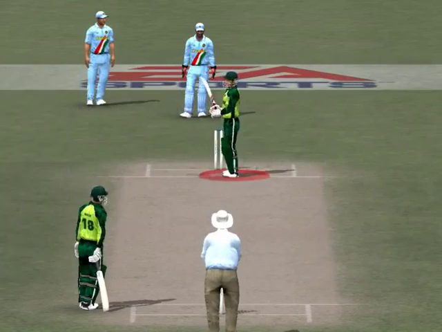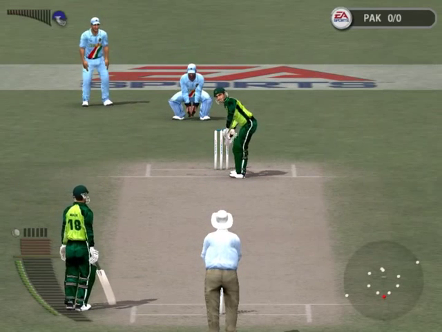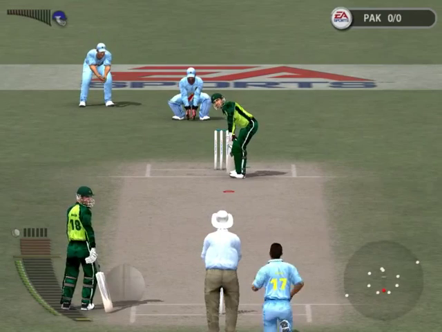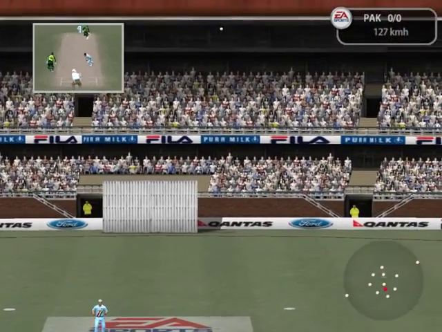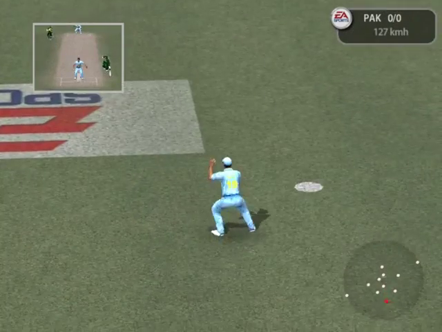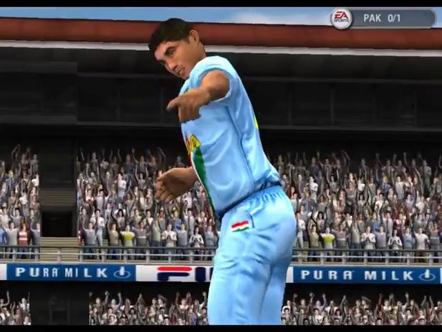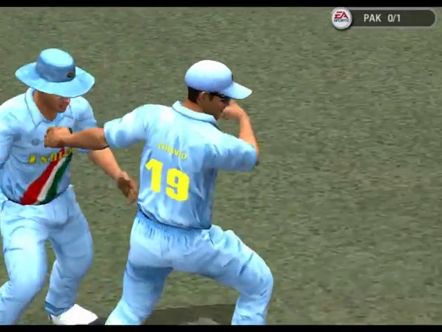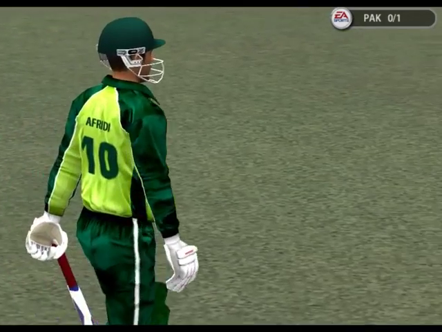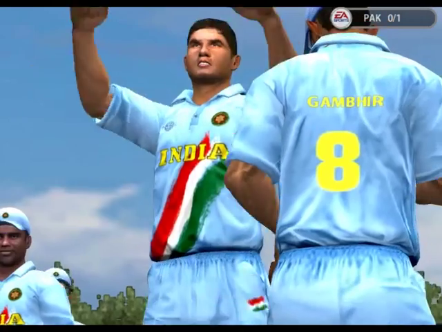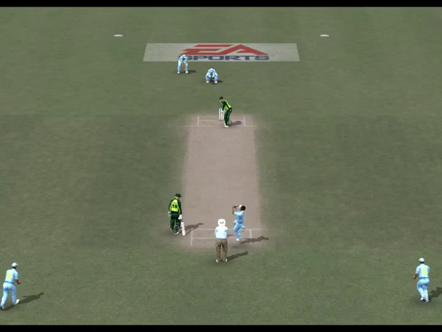Shahid Afridi facing. There it goes. That was really well judged. It went a long way up. An early wicket like that can really put the pressure on the batting team. Khan gets his first wicket. We can have a look at that again.